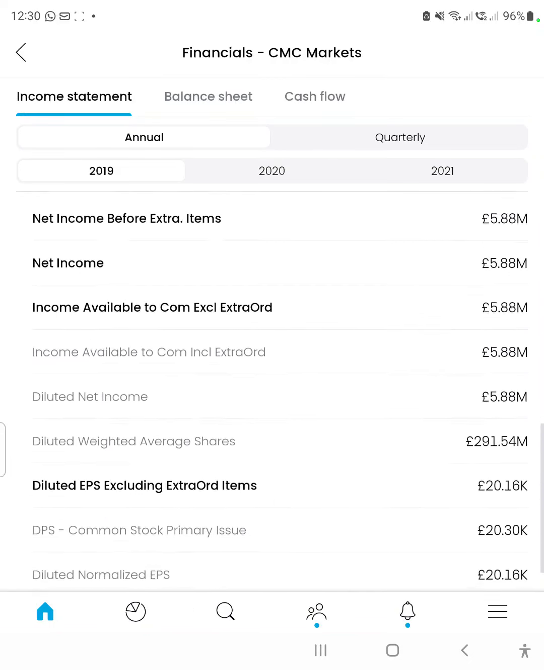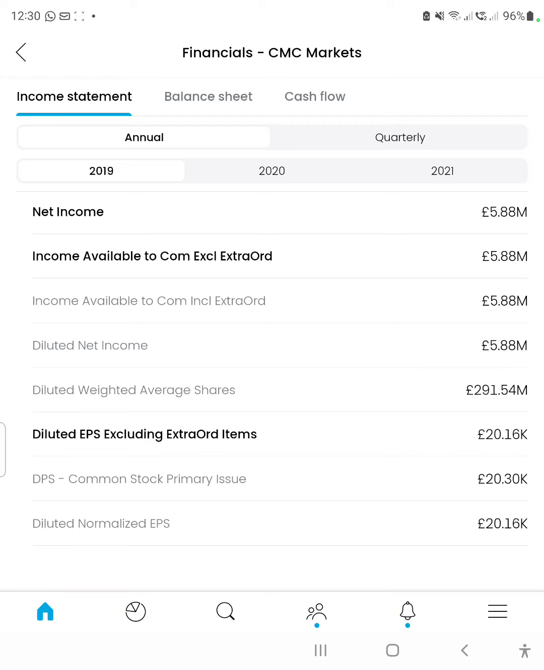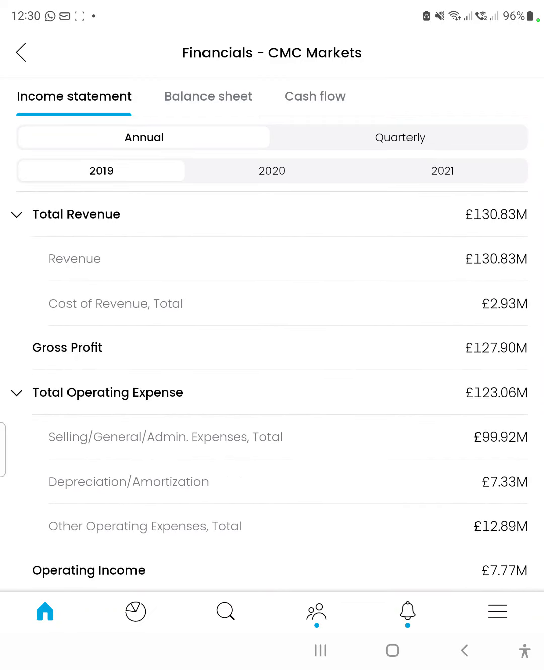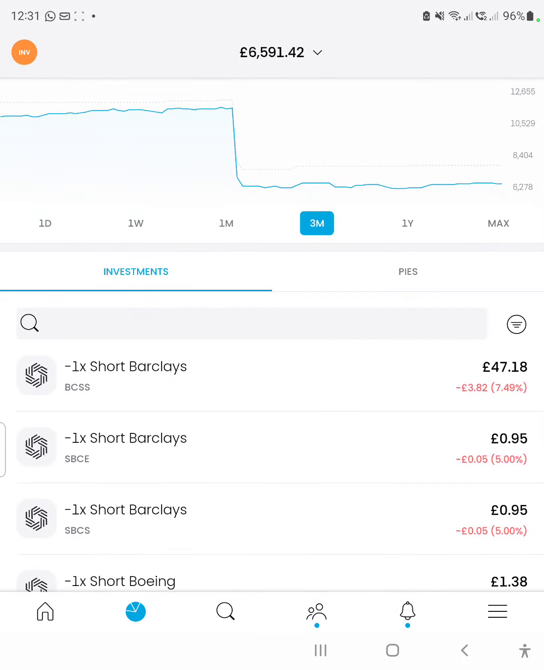Net income before taxes. So the net income is about 5.88 million. So the income available excluding extraordinary items is 5.88 million. So the net income is about 5.88 million for that year. Earnings per share is quite low, but I'm trying to figure out how the net income is so high if 5.88 million is nowhere near 33% of 130 million. Anyway, let's just leave that and get into the next stock, because we don't want to waste time delving into things that don't matter too much.